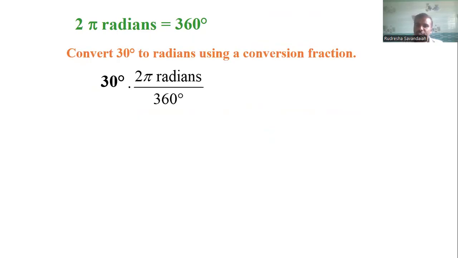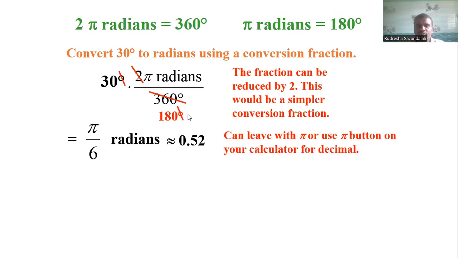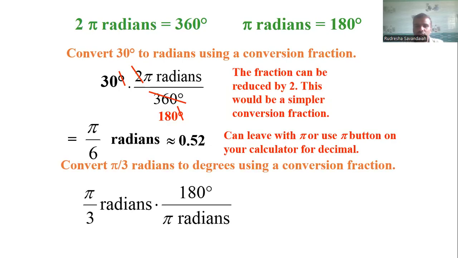Convert 30 degrees to radians using the conversion fraction. 30 degrees times 2 pi radians by 360 degrees. Pi radians is equal to 180 degrees. The 2 and the 360 cancel to give 180 degrees. So it is pi by 6 radians, which is 0.52. You can leave it with pi, or use the pi button on your calculator for the decimal.